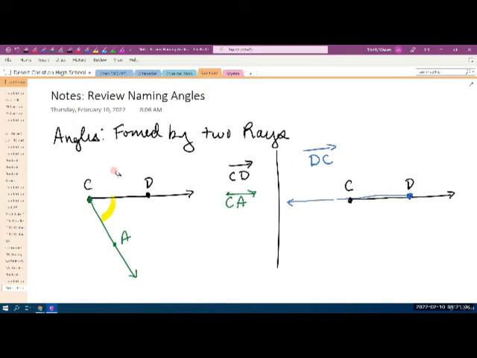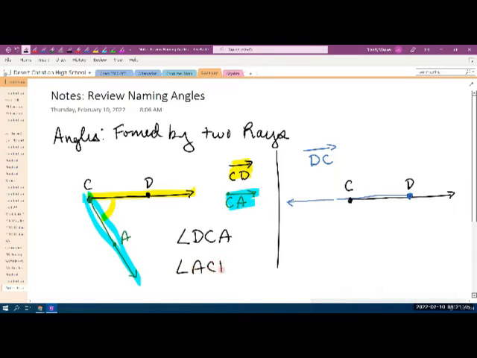Because this angle is formed by these 2 rays, I'm going to name it by combining. This is ray CD. This is ray CA. So I need to combine those 2 names together. The letter that is common to both of them, that common endpoint, that's the vertex, and it has to be in the middle. So this is angle DCA or angle ACD.